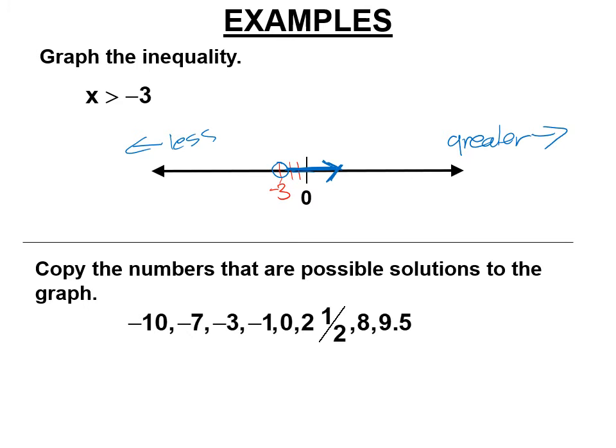So what are all the possible solutions of the graph? All right, not -10, not -3, because we need numbers greater. -1 though is greater than -3. 0 is greater than -3, 2.5, 8, 9.5, all those.